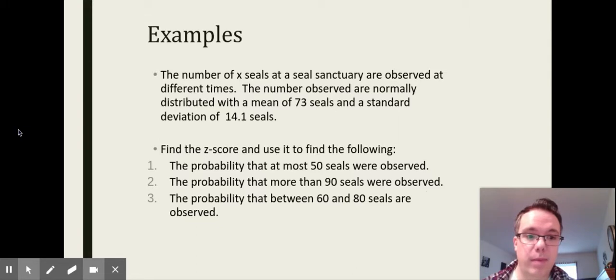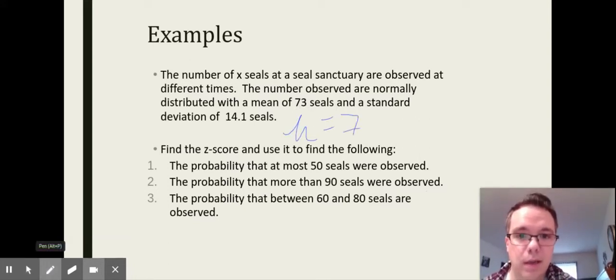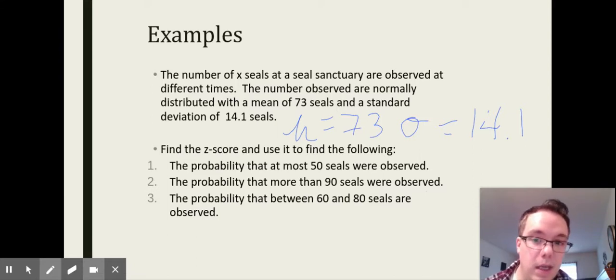So this problem is about a seal sanctuary and the number of seals that can be observed at different times. This is observed normally, so we have a mean, our mu, is 73, and our standard deviation that they give us is 14.1. And we are going to use those numbers to find the z-scores for the following. So we're going to find the probability that we have at most 50 seals, the probability that there are more than 90 seals, and the probability that there's between 60 and 80 seals.